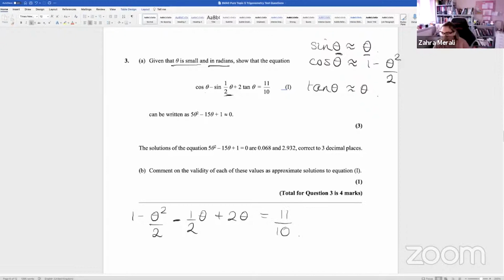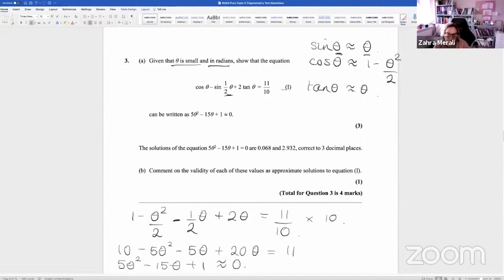So the easiest thing to do here, before I even try to sort it out, is multiply everything by 10. So I get 10 minus 5 theta squared minus 5 theta plus 20 theta equals 11. And then I'm going to move everything onto the right-hand side to make it positive. So I get 5 theta squared, plus 5 minus 20, so minus 15 theta, plus 11 minus 10, plus 1, is approximately 0, which is what I was trying to do.